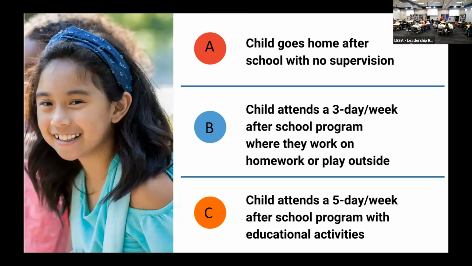Now you've got an 8-year-old daughter, and both of you are working. So when she comes home from school, she's coming home to an empty house. If she's going to go home after school at 8 years of age with no adult supervision, that's just 1 point from your total. If she's going to attend a 3-day-a-week after-school program where they're going to work on homework and play outside, 2 points. If you would like her to attend a program after school that's going to be academically challenging and give her some enrichment, that's going to cost you 3 points.